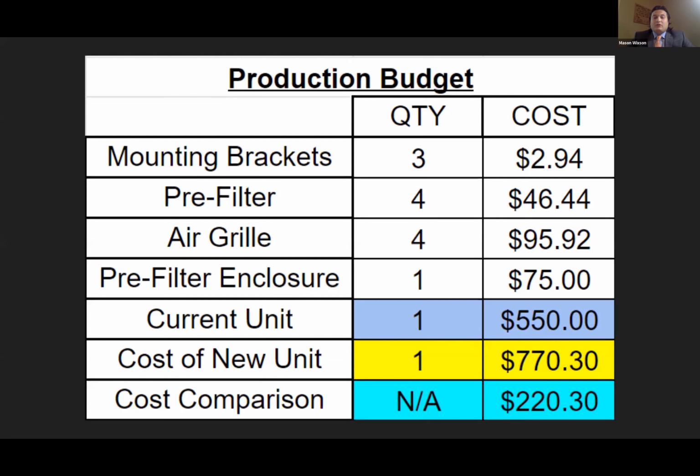So to come up with the cost of $770, we used that $550 and just added all material costs and a pre-filter enclosure estimate from Gordon to that $550. So with the completion of mounting brackets, pre-filters, air grills, and the pre-filter enclosure, which is going to be manufactured in-house by Gordon, we came up with the value of $770. So the new unit compared to the current unit is going to be about $220 more expensive for an initial investment.